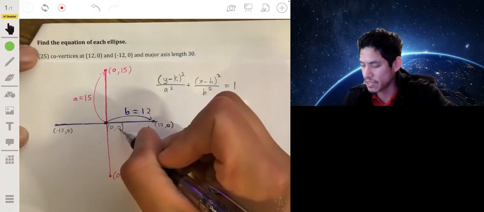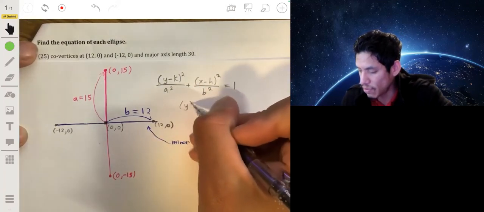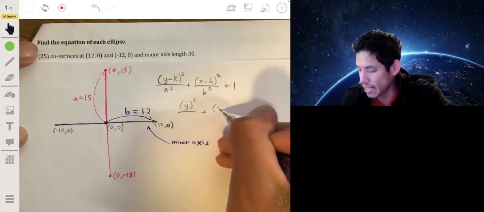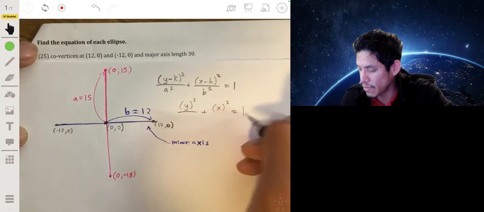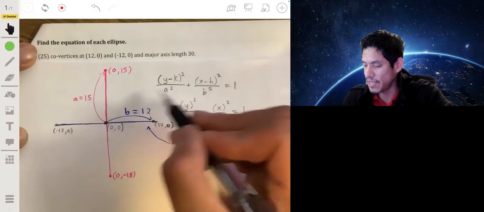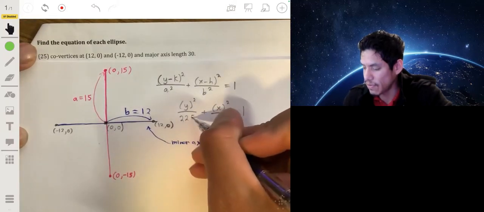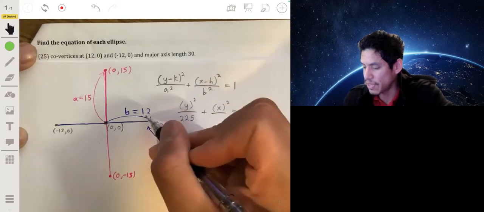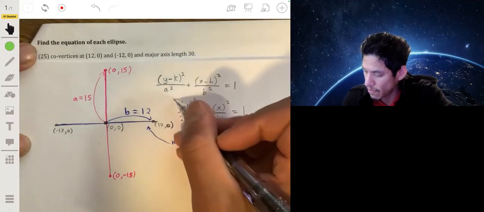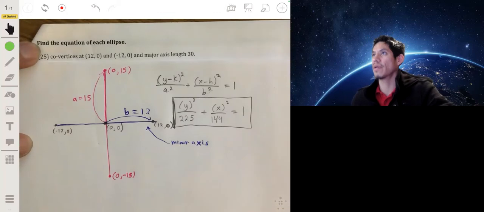The center is at (0, 0), so k and h are 0. So we can just write the top as y squared plus, and then x squared will be there. For a squared, we're going to have 15 squared. 15 squared is 225. For b squared, b is 12, so b squared is 144. And that'll be our equation.